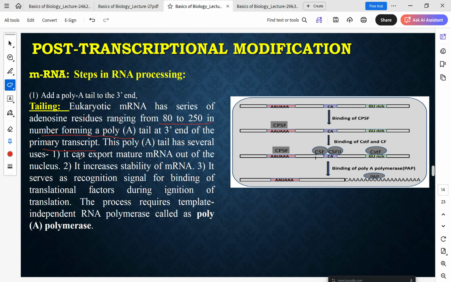So the poly A tail can be used to export mRNA out of the nucleus. It increases the stability of the mRNA, and it serves as a recognition signal for binding of translational factors during the initiation of translation. This process requires a template independent RNA polymerase known as poly A polymerase.